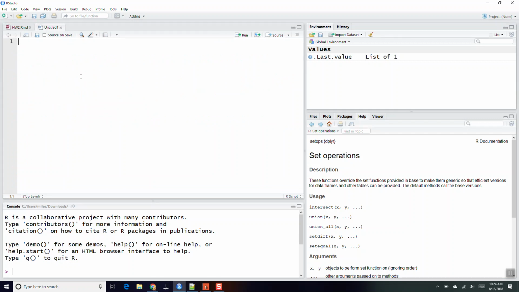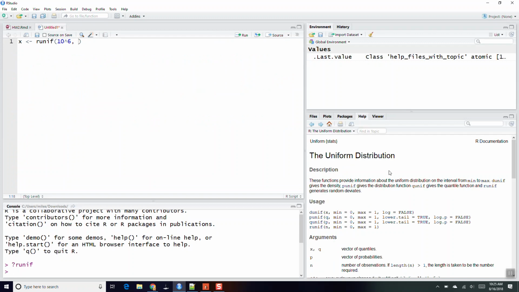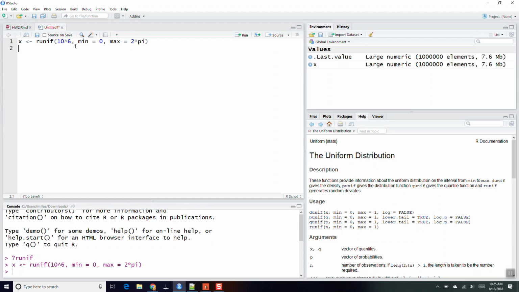Okay, so we'll say our x is going to be runif. We'll ask for a million of these, and with runif you can set the min and the max. So we're going to ask for a million of these. The min will be 0, and the max will be 2 times pi. Okay, and so I've got a million elements.